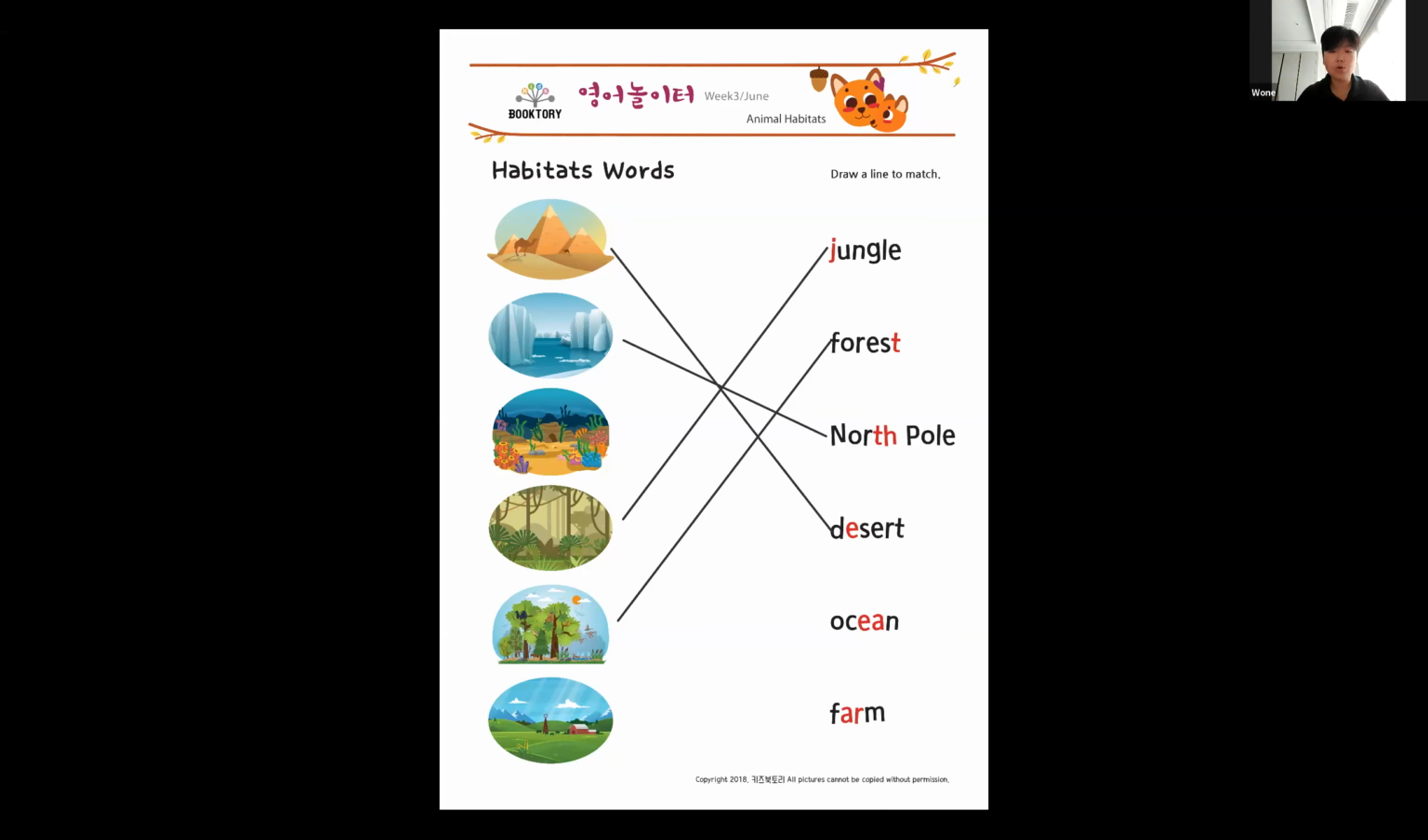Next one is ocean. Ocean. So you're gonna look for the picture that's under the sea, the ocean. Did you find it? Right here. There's the ocean. And then finally, can you read that word? This one is called a farm. Can you say farm? Farm. And this is where the farm animal lives, right? So here's the farm.